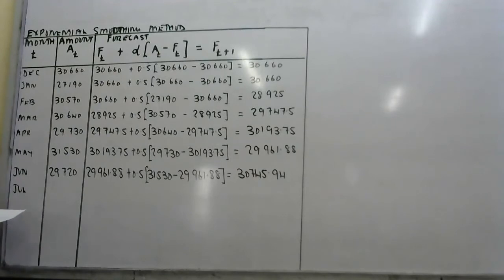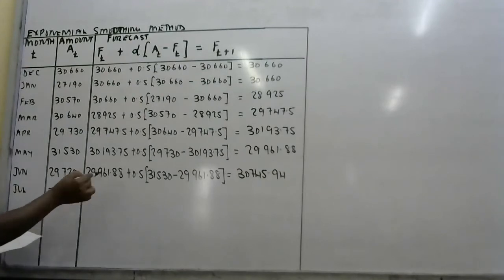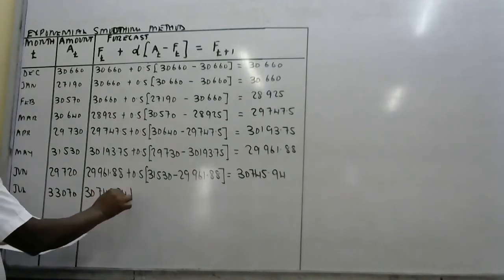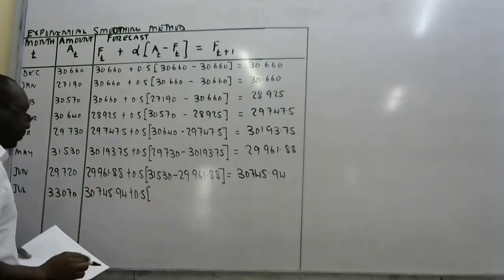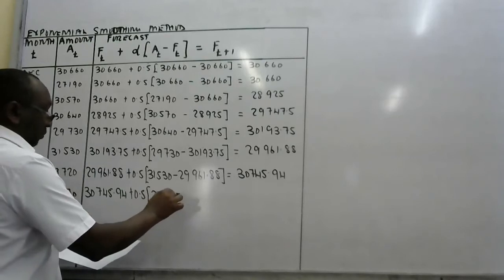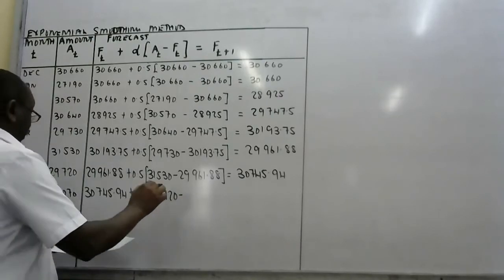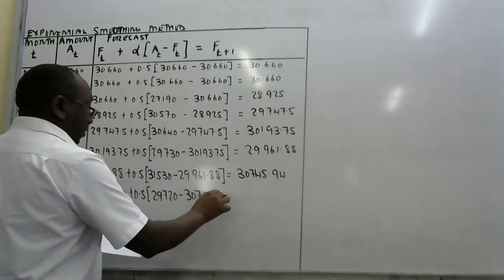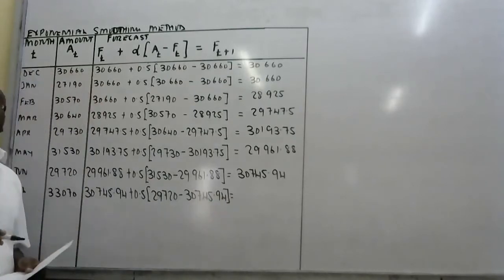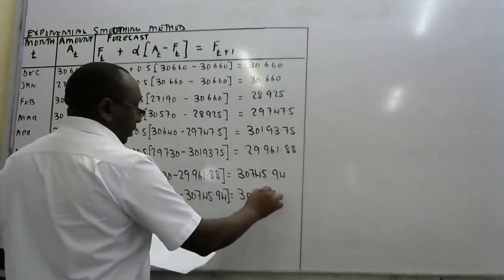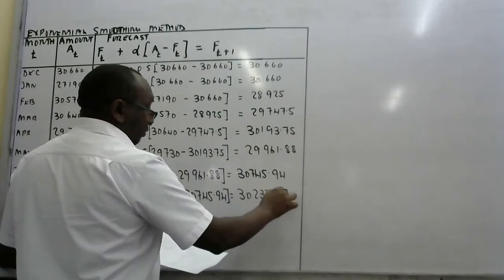July, the value is 33,070. So 3745.94 plus 0.5. The actual is 29,720 minus 3745.94. That gives 30,002.97.